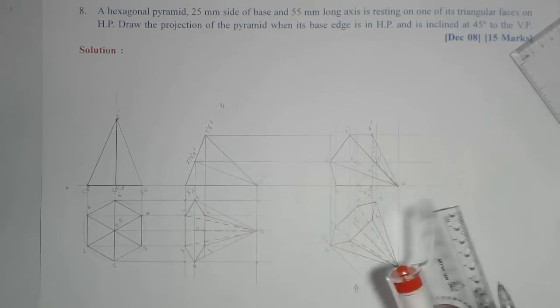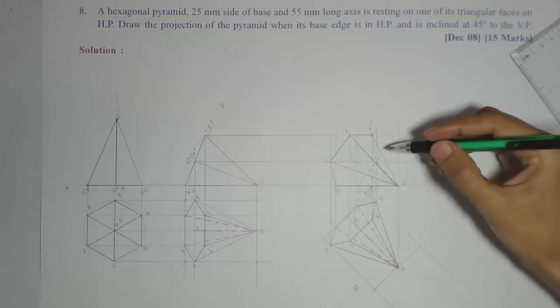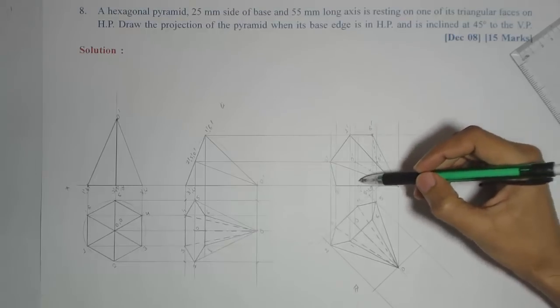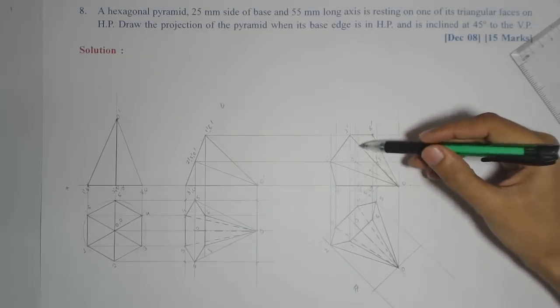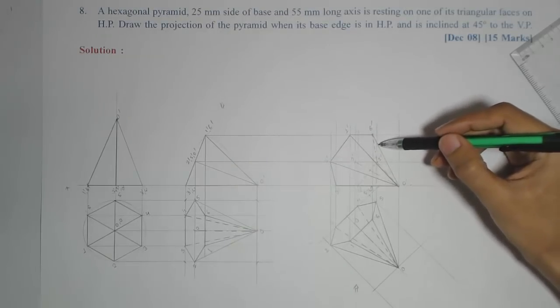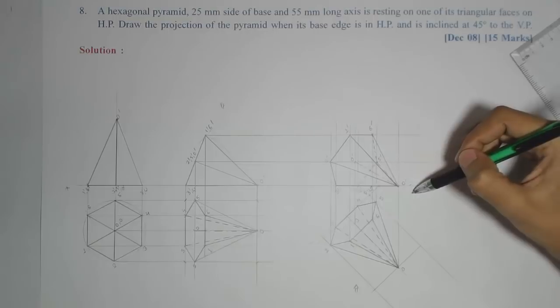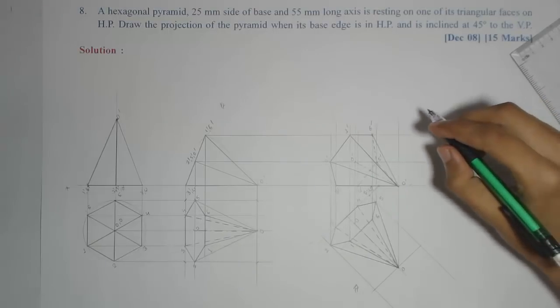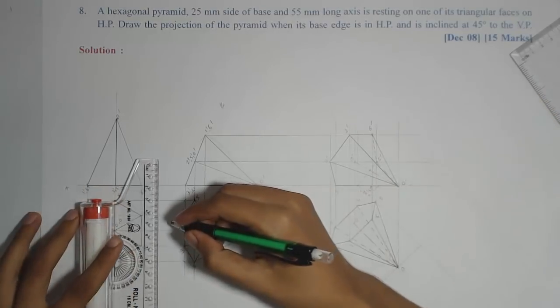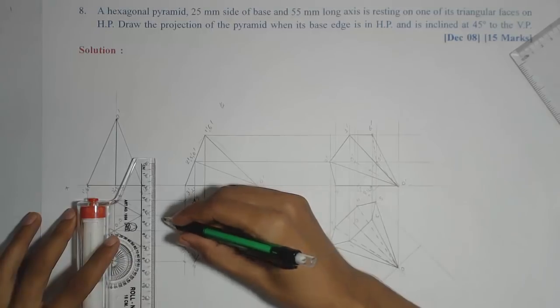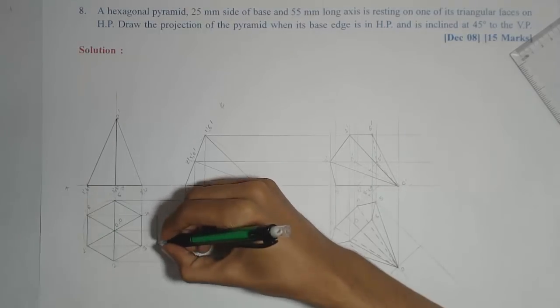Okay. See once again, all 6 base edges are marked, and all 6 slant edges, though I can see here only 1, 2, 3, 4 and 5, but here 2 slant edges are coinciding. Okay. So now we'll complete after marking the dimensions.